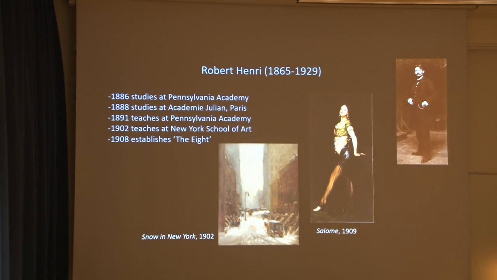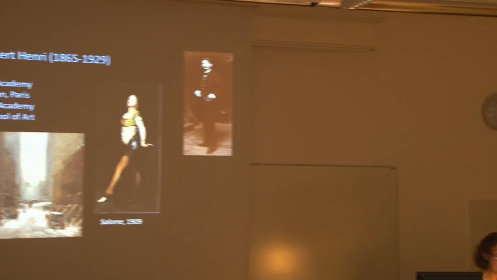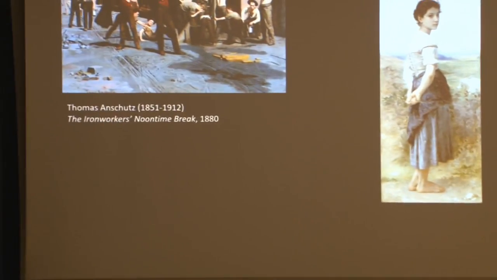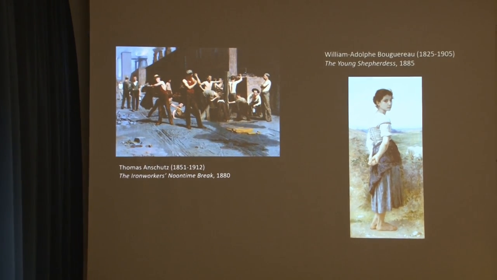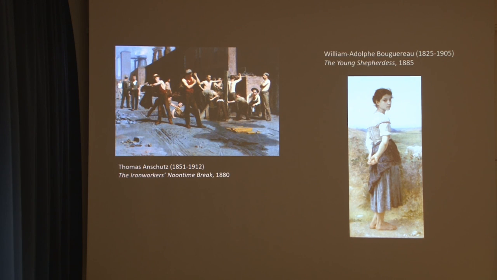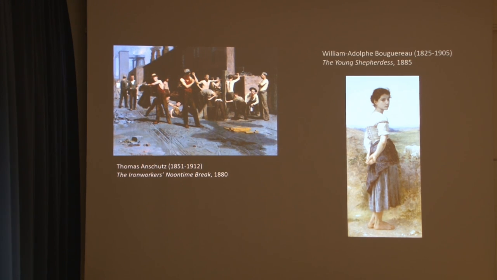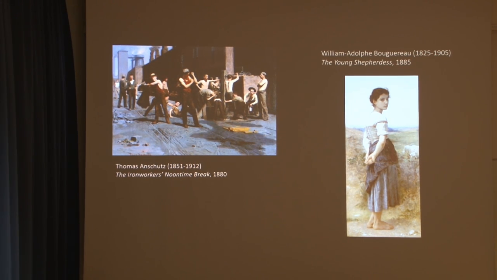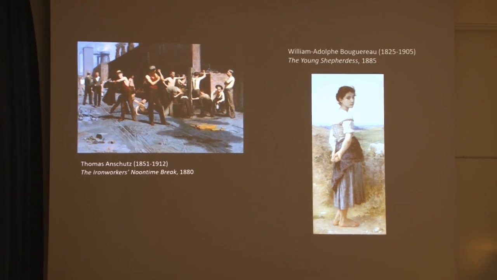Robert Henry was related to Mary Cassatt and studied at the Pennsylvania Academy himself with Thomas Anshutz, who was a student of Eakins. And later he studied at the Académie Julian in Paris with Bouguereau, one of the most conservative and traditional academic artists in France. Henry saw and liked Impressionism and the works of artists like Jean-François Millet.